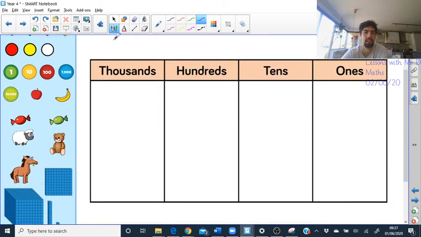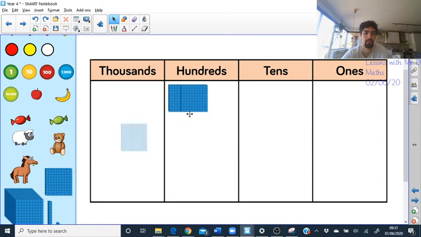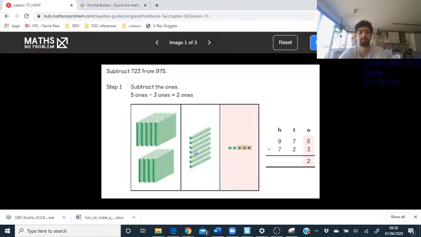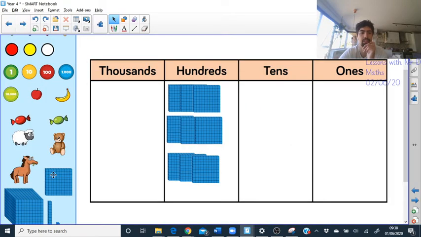Right, so we have 1, 2. I've grouped mine into groups of 3. Why do you think I've grouped mine into groups of 3? In my hundreds, I've grouped them in 3s because 3 lots of 3 is 9. What was it? 975.